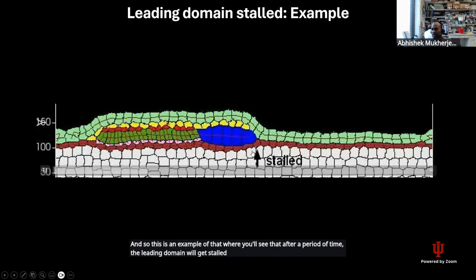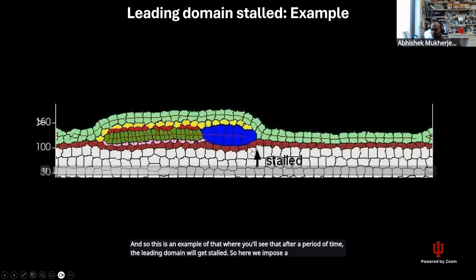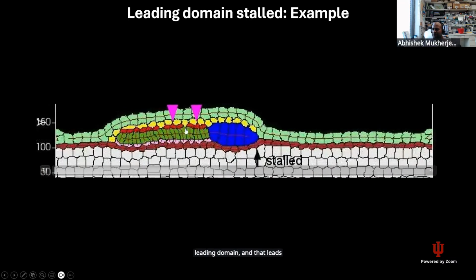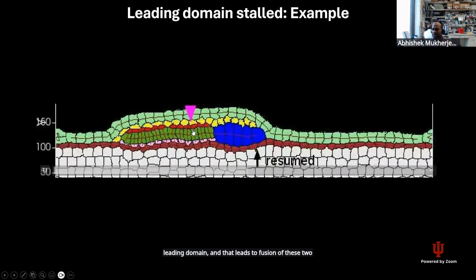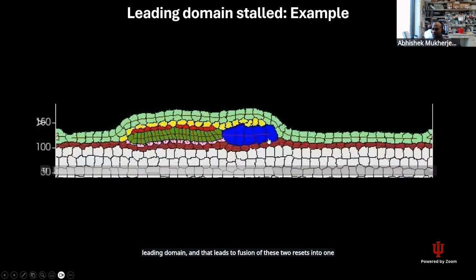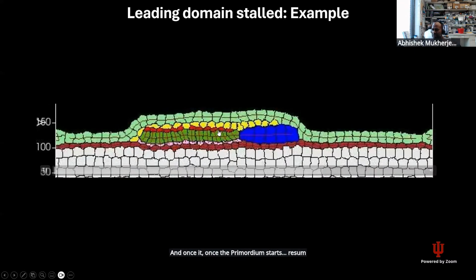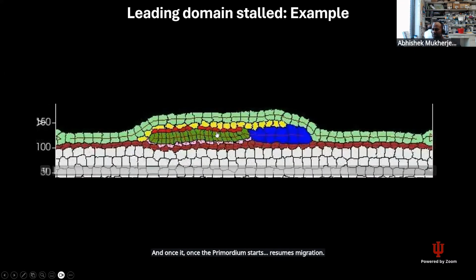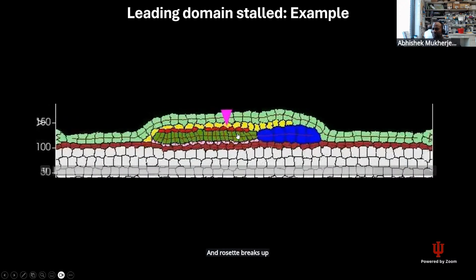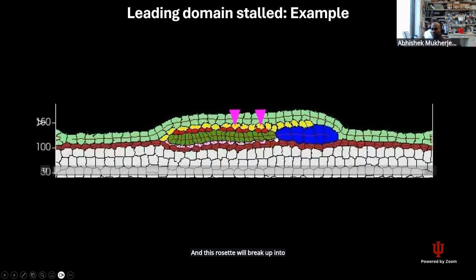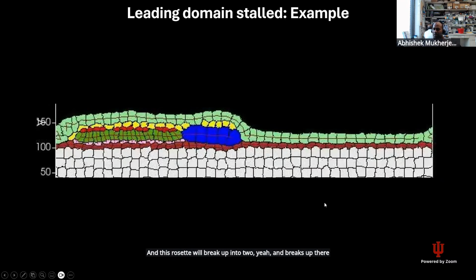So here we impose a stalling of the leading domain, and that leads to fusion of these two rosettes into one. And once the primordium resumes migration, this rosette breaks up into two. This rosette will break up into two. Yeah, it breaks up there. I'll let it play again.